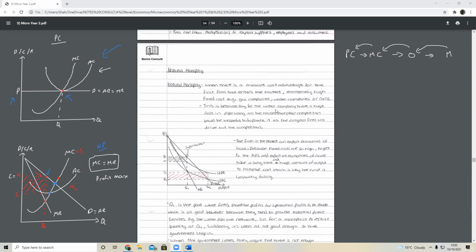So, for example, with a water company, there's a huge cost in pipelining all the houses, so it would be wasteful for competition to duplicate it, as the original firm would drive out the competition. If you think about Thames Water, they've pipelined all of our houses with water. If another firm comes out of nowhere to compete with Thames Water, there's no way they can do this, because the cost of repipelining everything is too substantial. It's not worth it. The sunk costs are really high. So this first firm, Thames Water, has already driven out the competition, and no other firm is going to follow them because it's just not worth it.